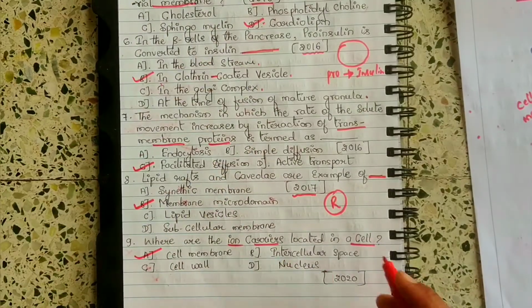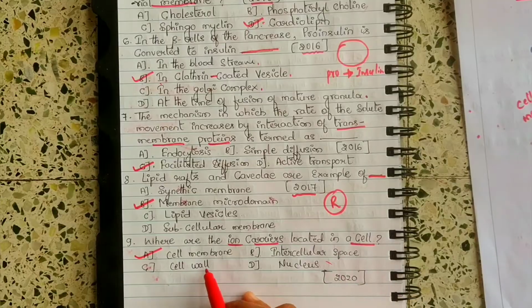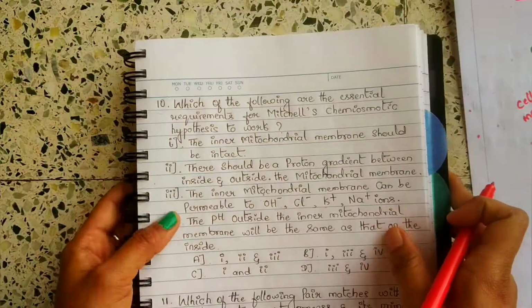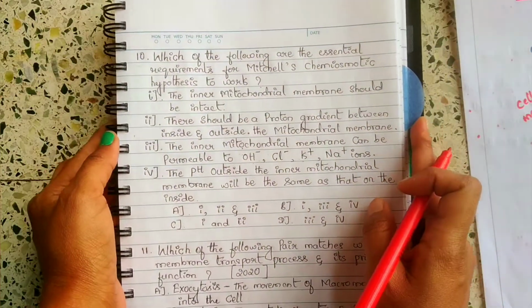These are all wrong: intracellular space, no; nucleus, wrong; cell wall is wrong. The answer is the cell membrane. Now let us move on to the next question here.